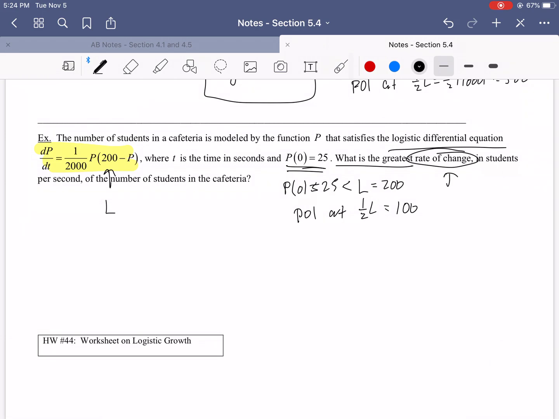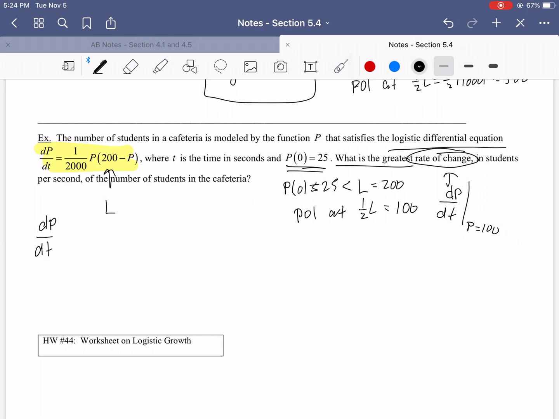If we want the greatest rate of change, that means we want dp dt at the moment when there will be the greatest rate of change. And so that's going to happen at p is equal to 100. The common mistake here is that people just answer 100. That's where the greatest rate of change occurs. But for the greatest rate of change, I have to plug 100 back in to my differential equation.